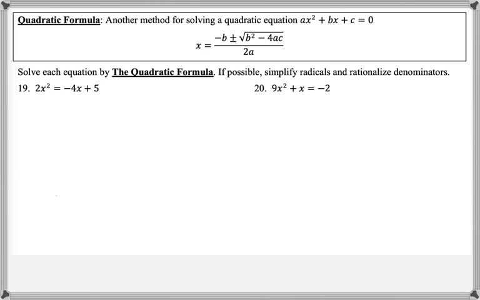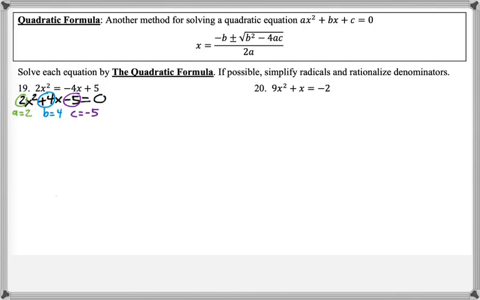So on question 19, my first step is to move everything to the left and then have 0 on the right. Next, I'm going to identify my a, b, and c. Then I'm going to plug these into the quadratic formula.